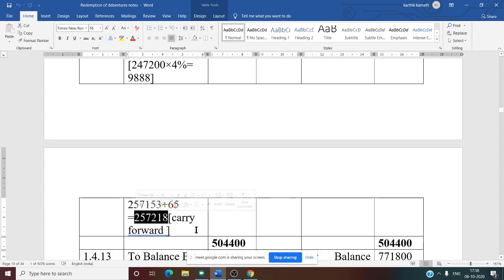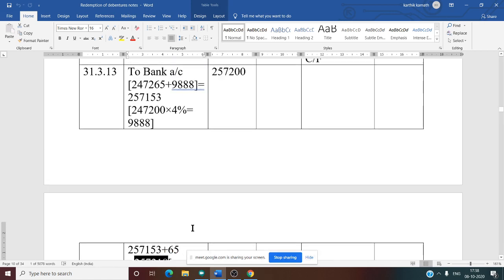2,57,218. So this is our total. After doing all the calculation, total is 2,57,218. But in the multiples of 100 only. That is why we are going to write 200 and we need to exclude that 18. 18 we are going to carry forward for next year.